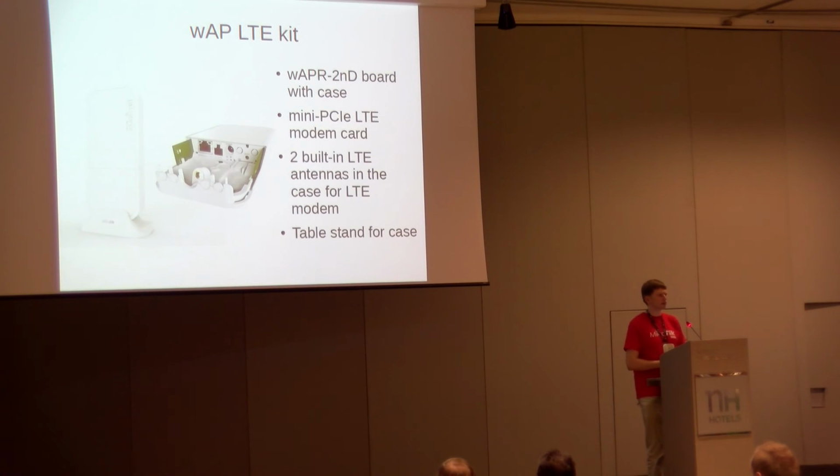So let's talk about one of the first LTE boards that will come this year. It will be the WAP LTE Kit. Why do we have the name Kit? Kit means it will have multiple things in one. So it has a board, the case. It has a Mini PCI LTE modem inside, attached to the board already. It has two built-in LTE antennas inside the case, and it also has a table stand case. So all that comes as a kit. You'll get it in one package. It looks like this if you haven't seen that.